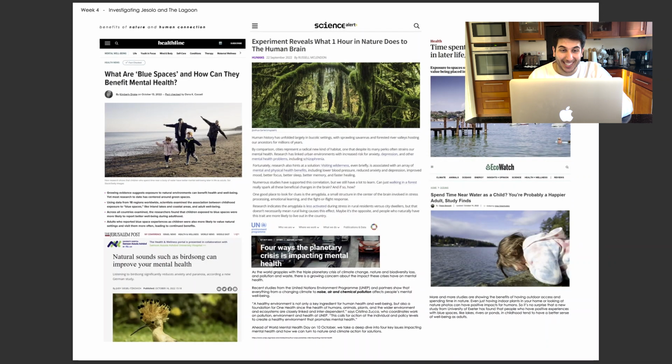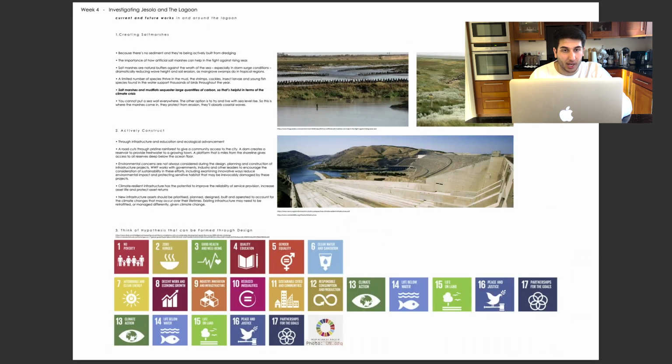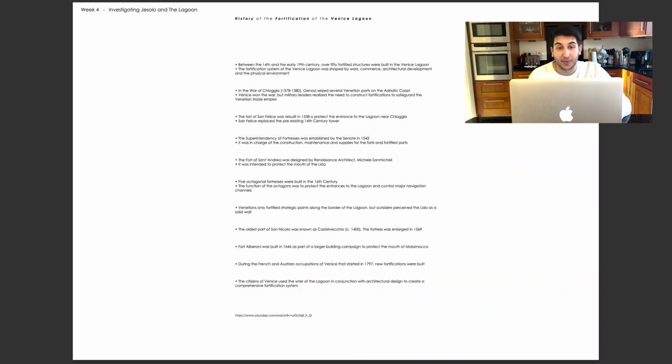Some articles that I was looking at, just understanding the connections and benefits between nature and humans. Current and future works, salt marshes, how to construct them, and also the UN sustainability goals. The history of the fortification of the Venice Lagoon. This probably should have been done with the history that was prior to that, but it doesn't really matter because it's just a design diary, a digital sketchbook. As long as it's being shown is fine.